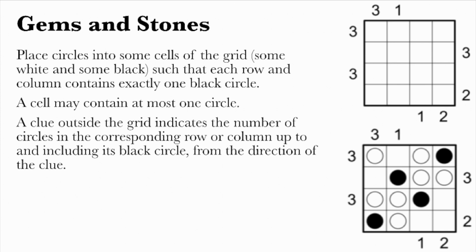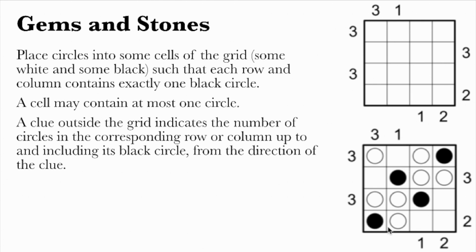Gems and Stones is a pencil puzzle in which we will place circles into some cells of the grid, some white and some black, such that each row and column contains exactly one black circle. Let's look at what that means.